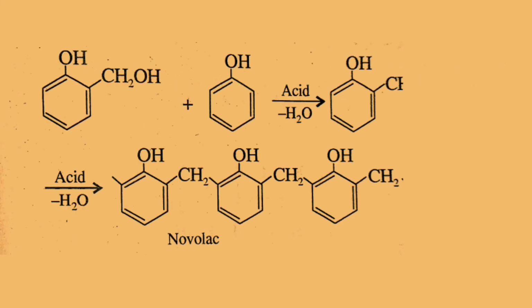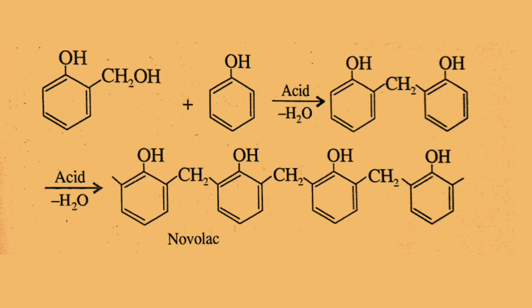So second step is methylol phenols then condense with another molecule of phenol. The resulting product polymerizes to give a low molecular weight polymer. The nature of polymer product obtained depends on the catalyst used.